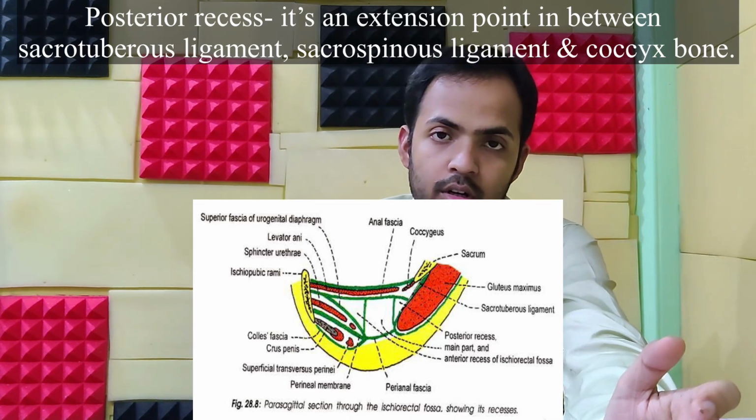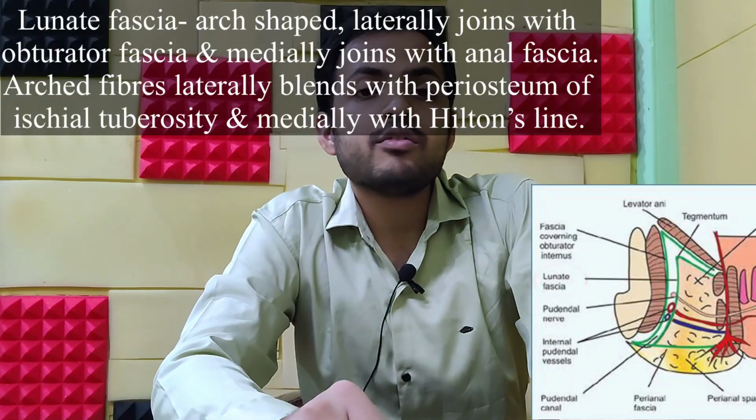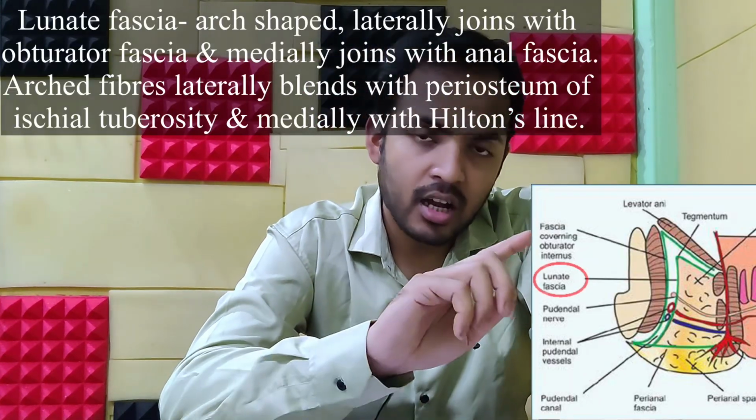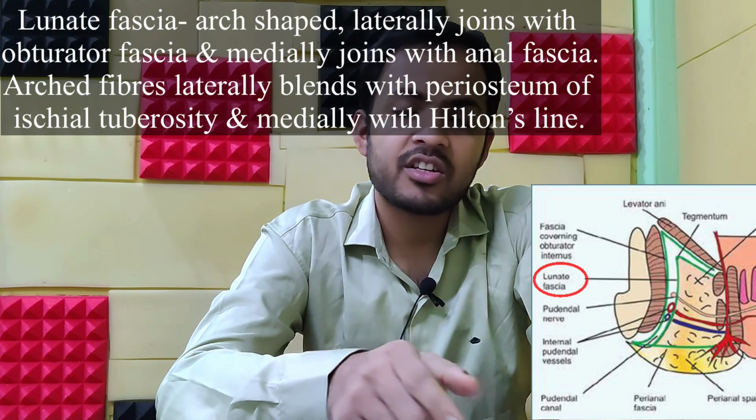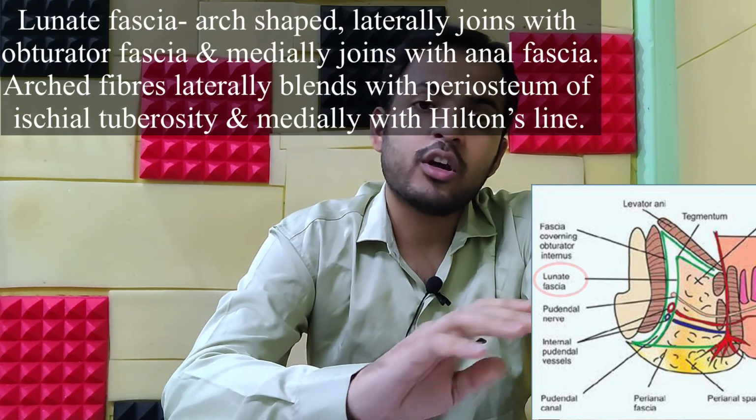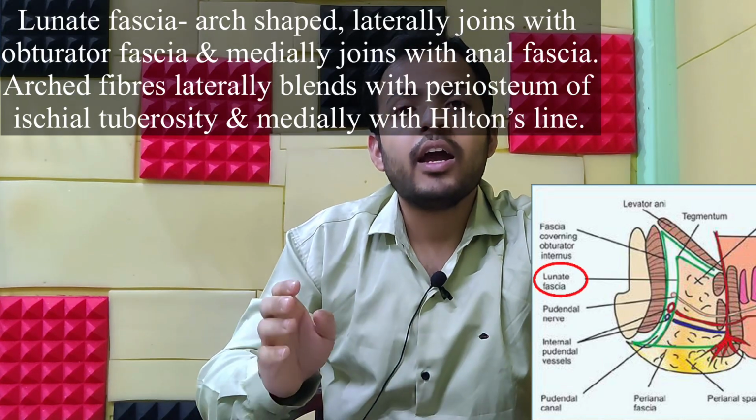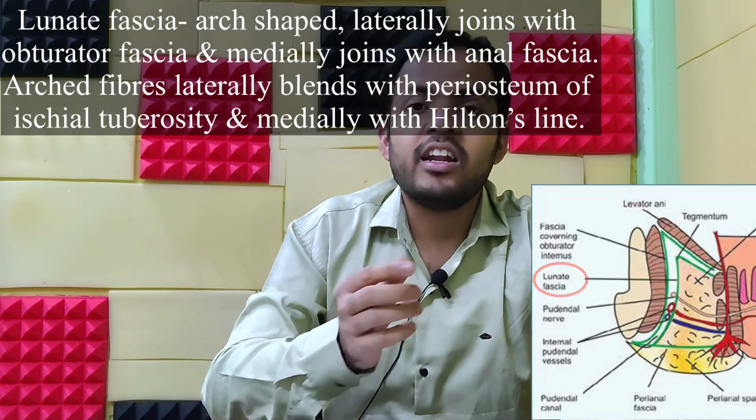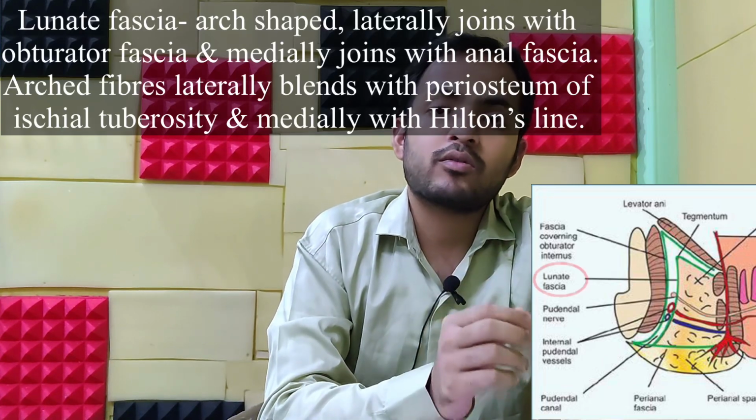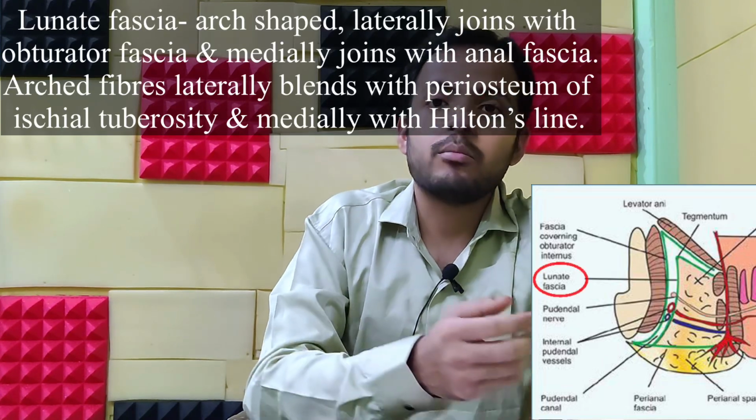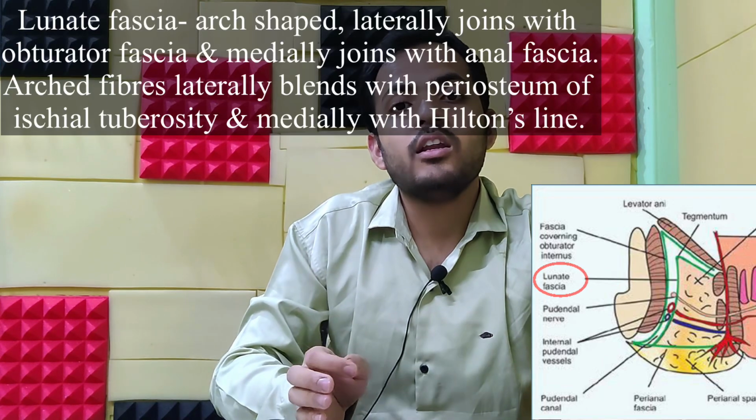Now this ischiorectal fossa is associated with the lunate fascia. Basically this fascia is arch shaped, or crescentic moon shaped. Laterally it joins with the obturator fascia and medially it joins with the anal fascia. The arch fibers laterally blend with the periosteum of the ischial tuberosity, and medially they blend with Hilton's line.